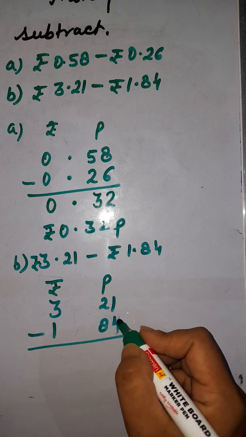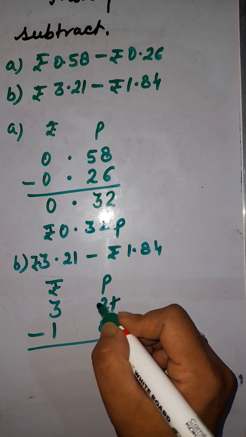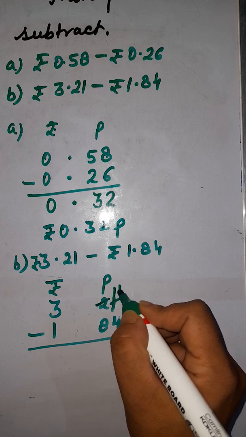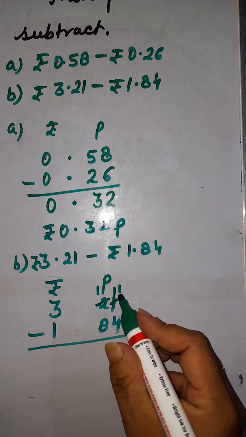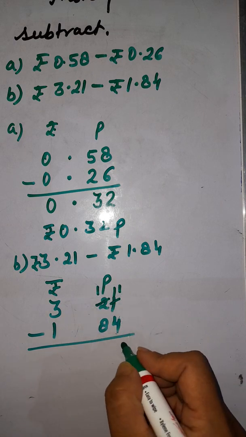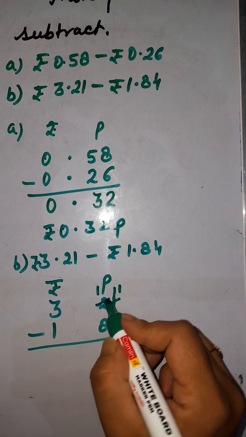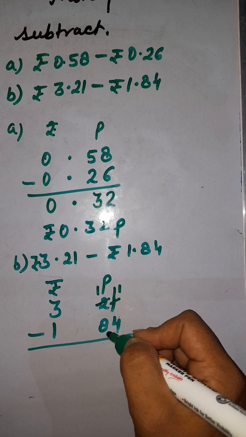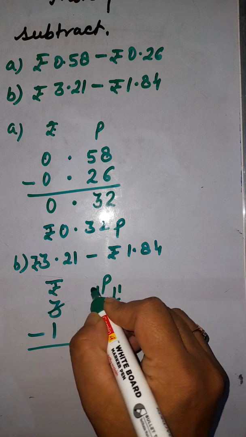Now 1 is smaller than 4, so it will take 1 borrow from here. So it will become 11 and here we have only 1. Now 4 subtracted from 11 will get here 7. Now 1 is also smaller than 8, so it will also take 1 borrow from this side.